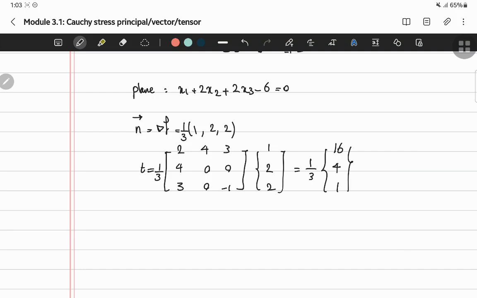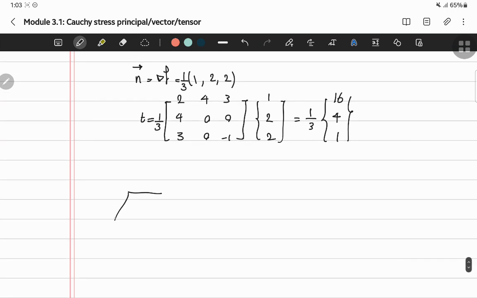So now you have t, the traction vector. So you have a plane like this, and this has basically t. This is the vector t. And this is, for example, n. It's not important. And here you have the vector t. Let me just put this a bit oblique. This is t. All right.